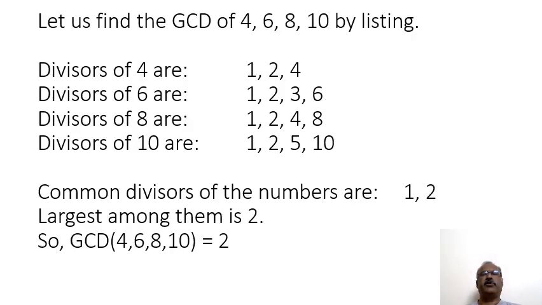Let us find the GCD of the numbers 4, 6, 8 and 10 by listing. Divisors of 4 are 1, 2 and 4. Divisors of 6 are 1, 2, 3 and 6. Divisors of 8 are 1, 2, 4 and 8. Divisors of 10 are 1, 2, 5 and 10. Common divisors of all 4 numbers are 1 and 2. Largest among them is 2. So, GCD of 4, 6, 8 and 10 is 2.